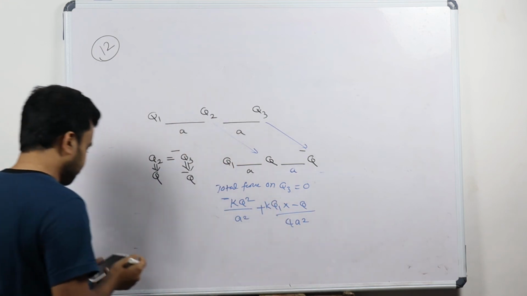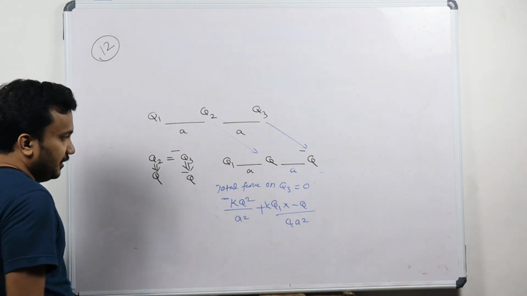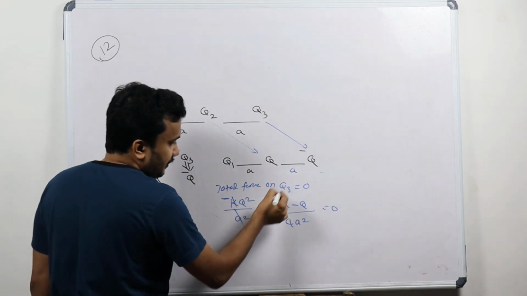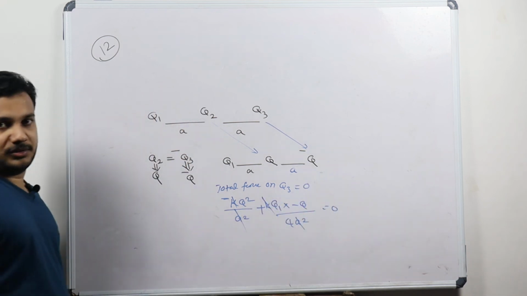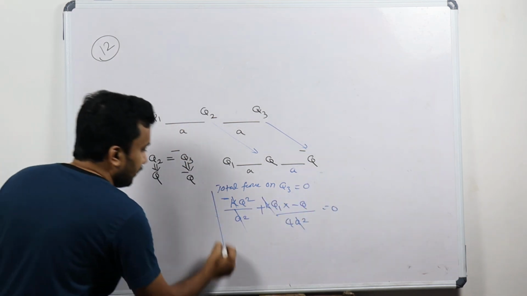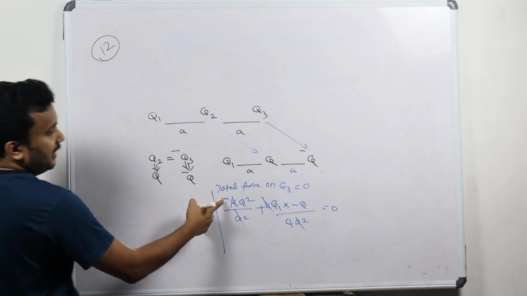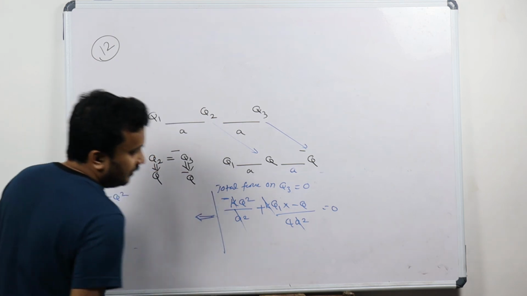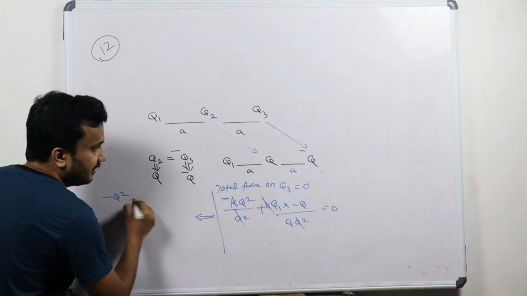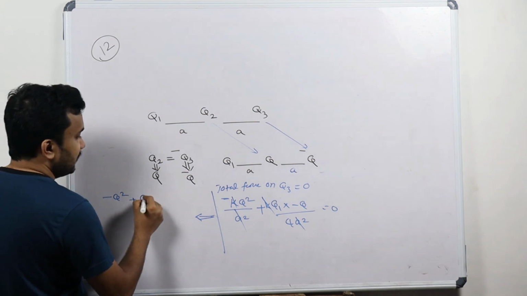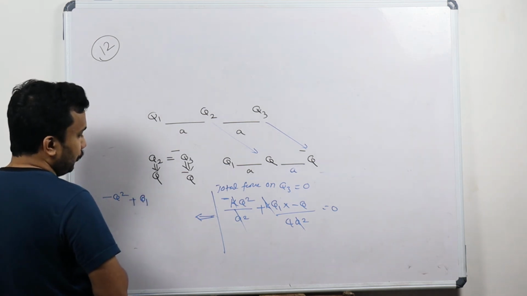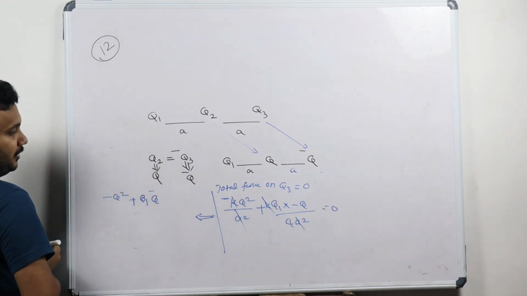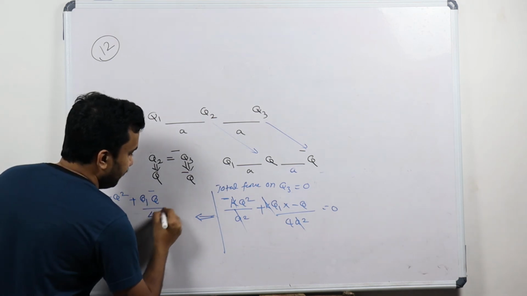So K will be here. So total force will be equal to 0. K and A square will cancel out here also. So now I'll come one step back to here, and here I have minus. So minus Q square, that's all. K and A square already cancel, plus the other side is Q1 into minus Q, whole divided by 4, equal to 0.